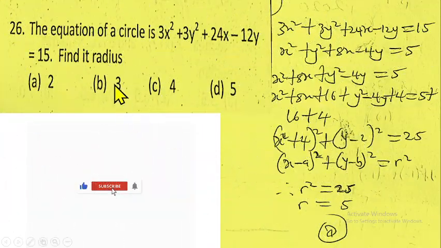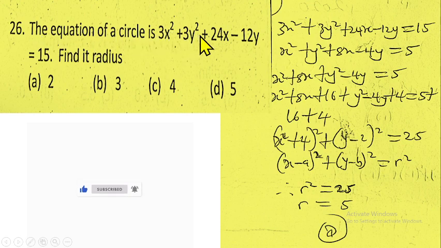Question number 26. The equation of the circle is 3x squared plus 3y squared plus 24x minus 12y equals 15. You have to find the radius of this circle. It's quite simple as well. What you do is to make the coefficients of x squared and y squared to be 1, so you can divide through by 3. When I divide through by 3, that gives us x squared plus y squared plus 8x minus 4y equals 5. Then you can collect like terms.